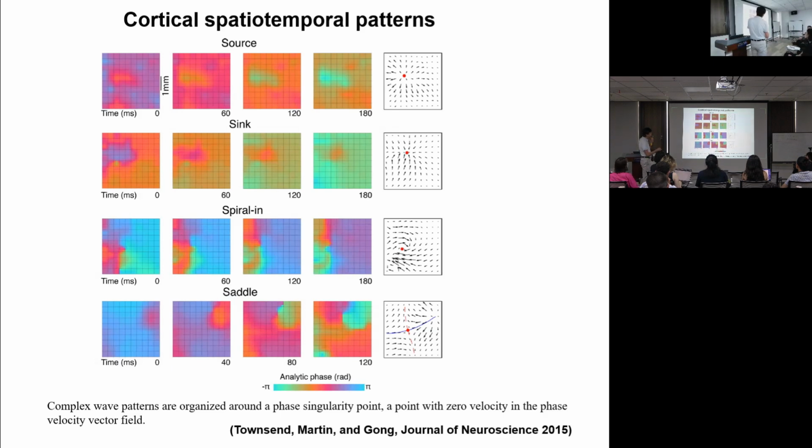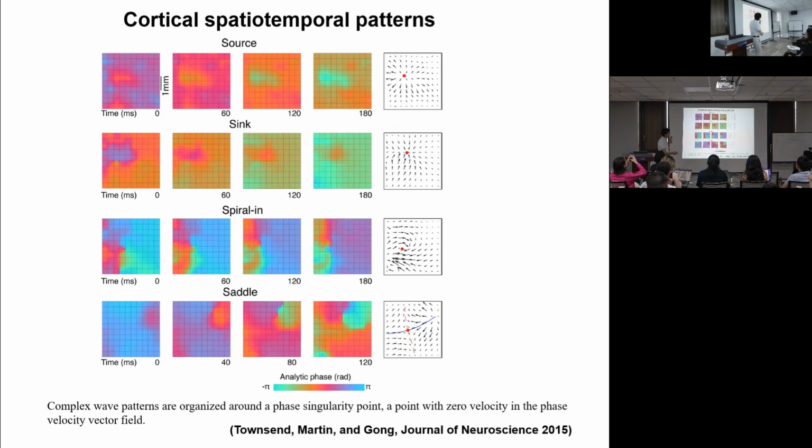This is a source pattern, as I just said. This is a critical point. This is a sink pattern: activity converges to that singularity point. And then we have a spiral pattern, so you have this sort of spiral structure for organizing activity in that local area. And then we have a saddle pattern as shown there.